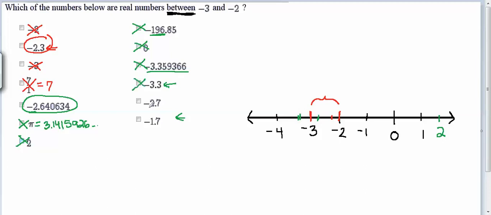Now let's look at negative 2.7. I start at 0 and I go backwards 2 steps and 7 tenths more of a step. So I go backwards quite a bit, but not all the way to 3. So negative 2.7, that works. That is between negative 3 and negative 2. And our last one here, negative 1.7. So I start at 0 and I go backwards 1 step and then 7 tenths more gets me almost all the way to negative 2, but not all the way there. So it's close to the interval of interest, but it's not between negative 2 and negative 3. So to summarize, the three values that would be between negative 3 and negative 2 are going to be negative 2.3.